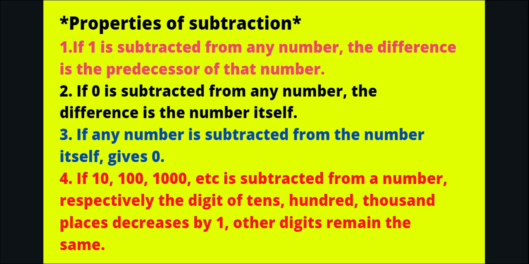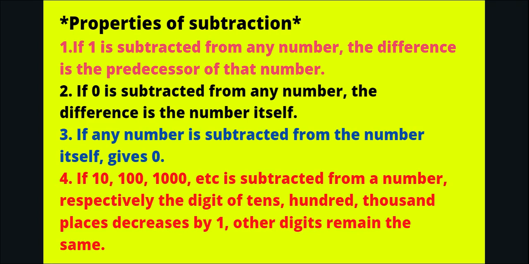First property: if 1 is subtracted from any number, the difference is the predecessor of that number. For example, 352 minus 1 is equal to 351, which is predecessor of 352. Second property: if 0 is subtracted from any number, the difference is the number itself.